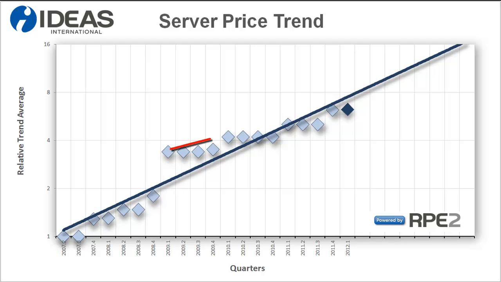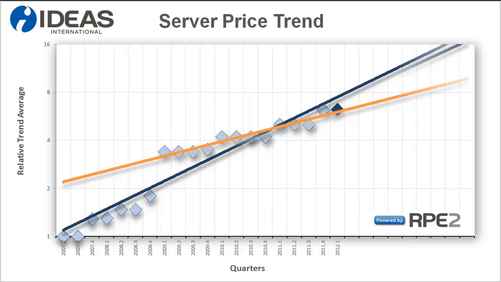However, we've also noticed a potential change in the trend that began around the beginning of 2009, when the trend average rose significantly. But since then, the rate of growth has been increasing at a slightly slower rate than the longer-term historical levels. This slower growth trend is represented on the chart by the orange line.